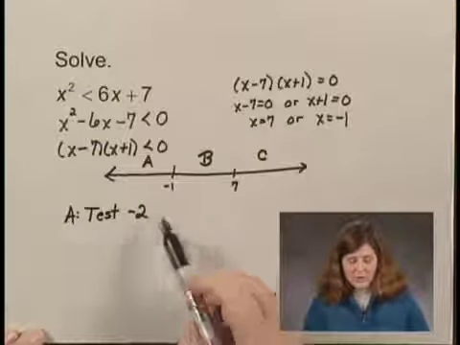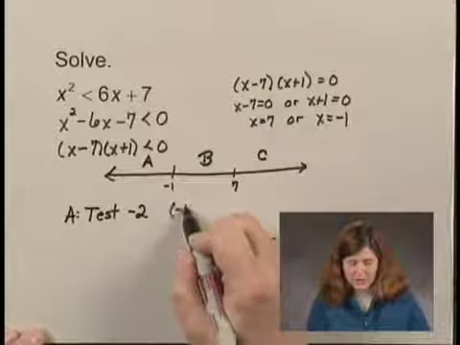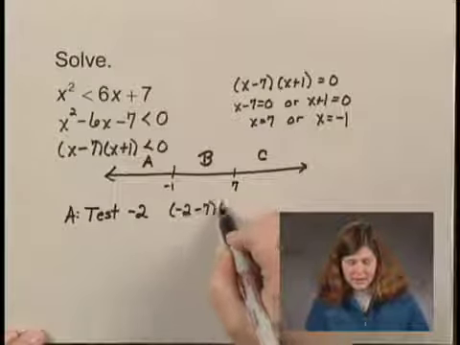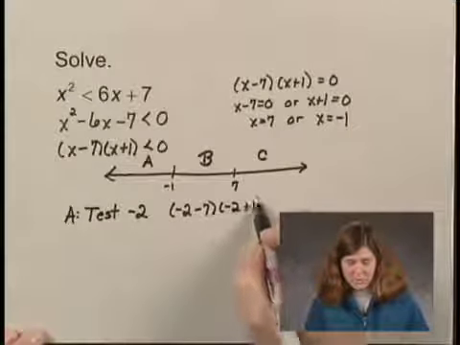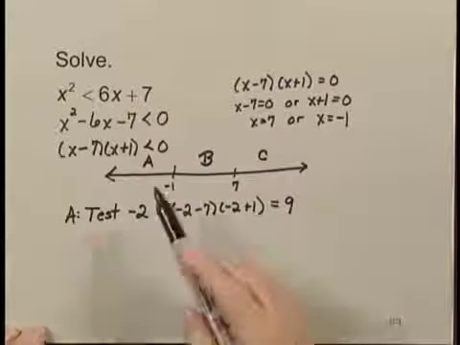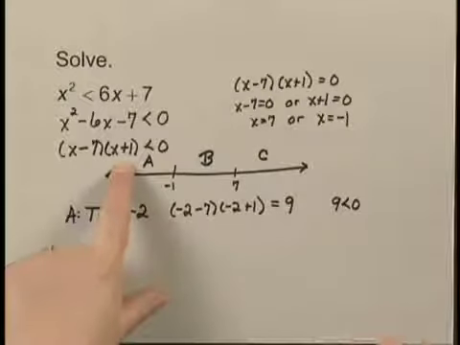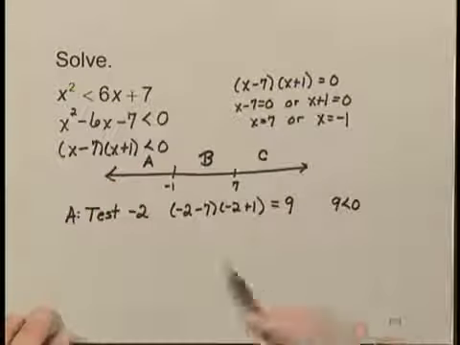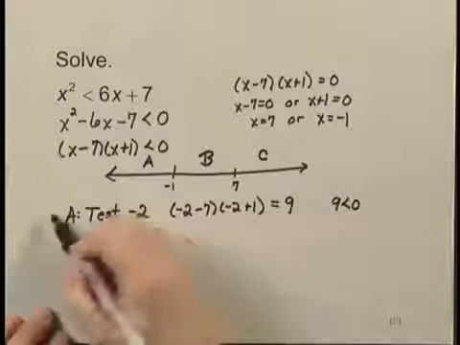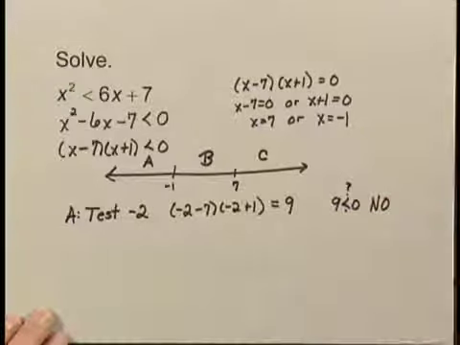Now I'm going to find the value of negative 2 minus 7 times negative 2 plus 1. That is 9. And I ask myself, is 9 less than 0? Well, no, it's not. So interval A will not be part of the solution set.